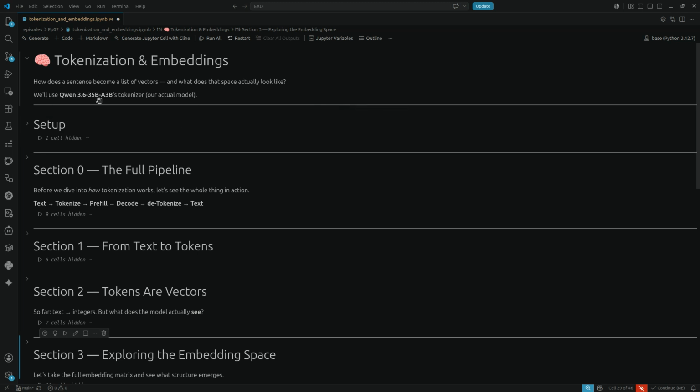For this, we'll use our actual tokenizer that we're using with our model, because in the EXD, we like to work directly with the cutting edge technology right now and use it to understand what we're doing itself. So these are the sections. There's a quick setup section. We'll take a very quick look at the full pipeline: text is tokenized, then it goes to prefill, decode, gets detokenized, and is returned as text, just as a quick reminder of the whole process.